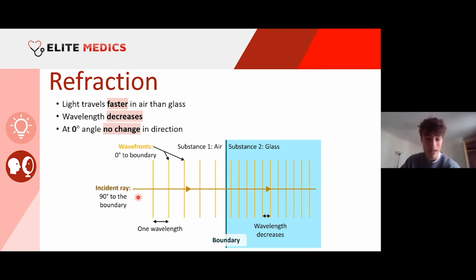So what we have here is a little diagram of what light looks like when it goes from air to glass. Here we considered just an easy example, 90 degrees to the boundary, so just an incident ray perpendicular to the boundary. So we have the ray diagram here. We can see the direction of the light, and we go from long wavelengths in air to shorter wavelengths in glass.